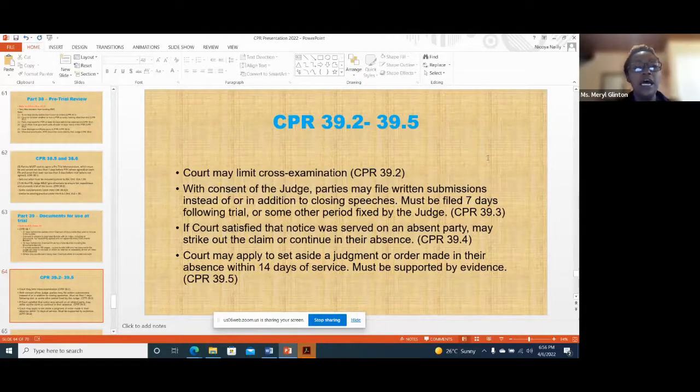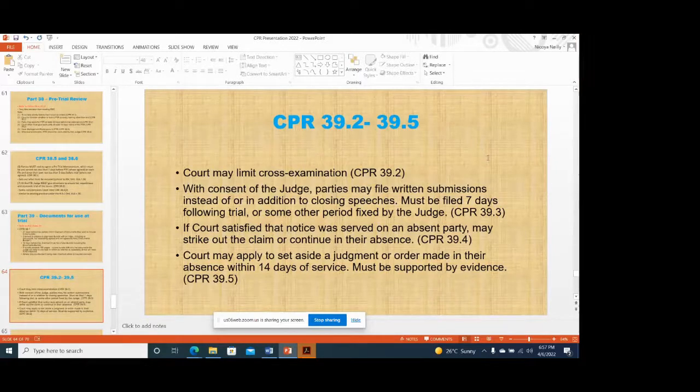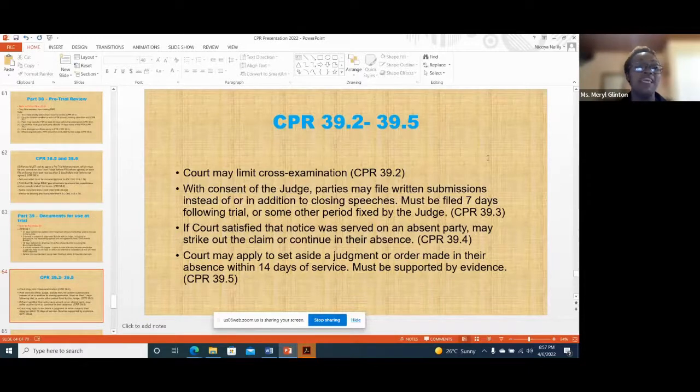If the court is satisfied that notice was served on an absent party, the court may either strike out the claim or continue the trial, in their absence. And that is already the case. And a party may apply to set aside a judgment or order made in their absence, but they must do so within 14 days of service, and they must support their application with evidence, not only as to why they were not present, but also that some other order might have been made if they had been present. Next slide.